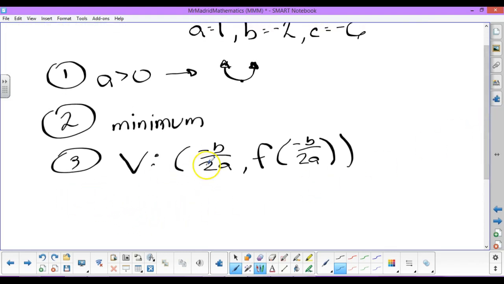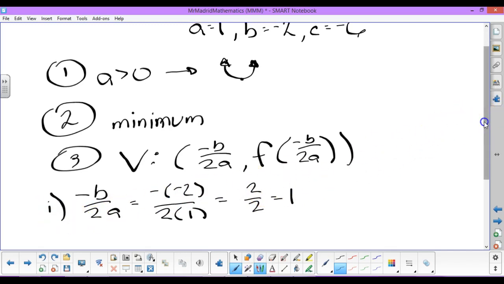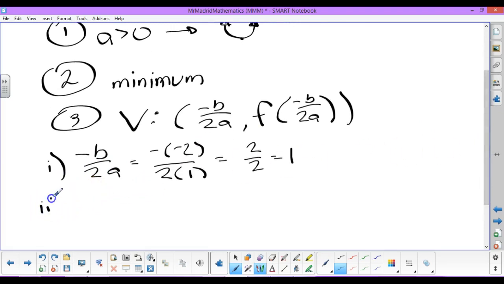Okay. So this part right here is -b over 2a. If I substitute, I've got -(-2) over 2a. A is 1. That's 2 over 2, and I've got 1. Done. Okay? So we'll call that the first part of 3. The second part of 3 means I now have to take f of this, right? f of -b over 2a, which really just equals f of 1, because we've already determined it is equal to 1.